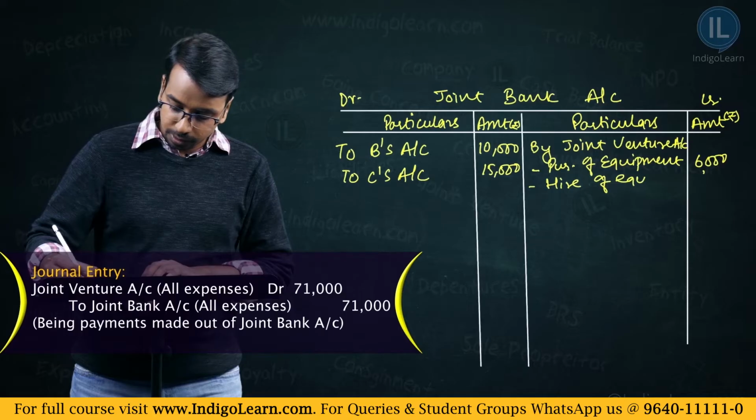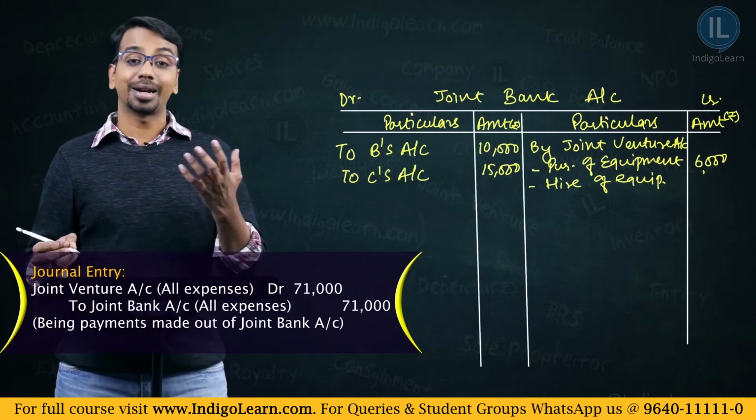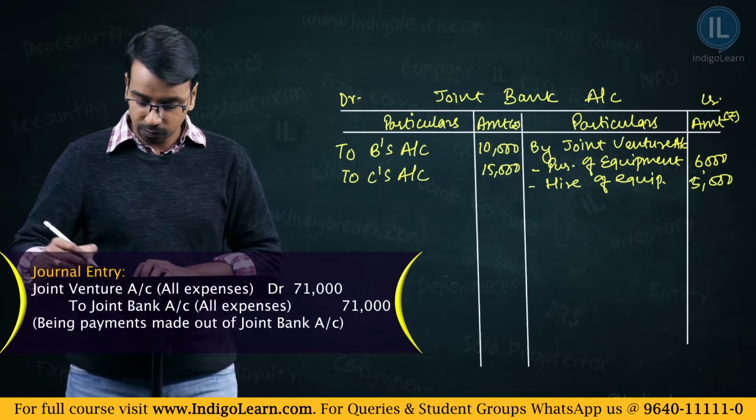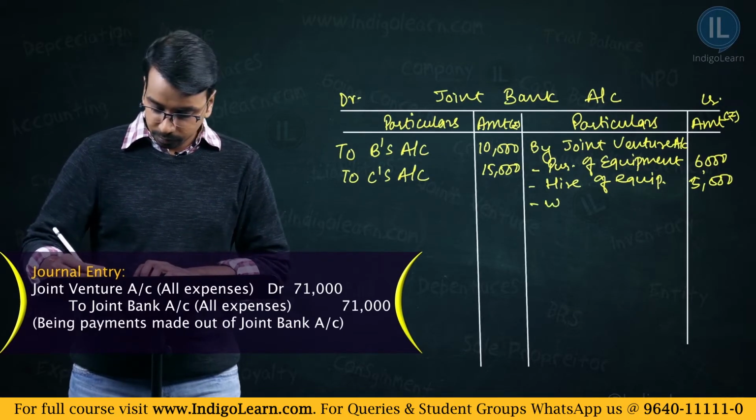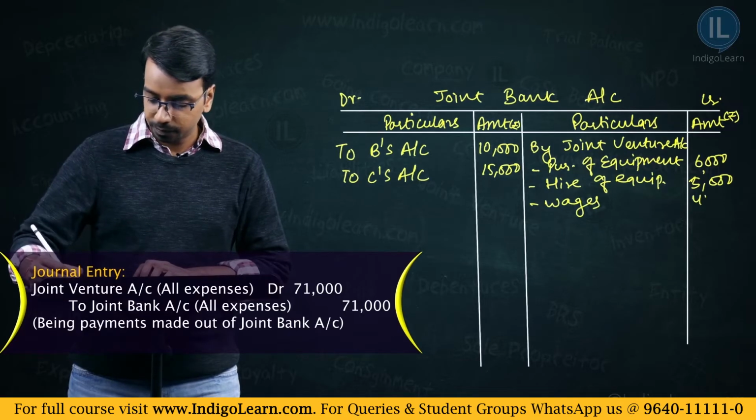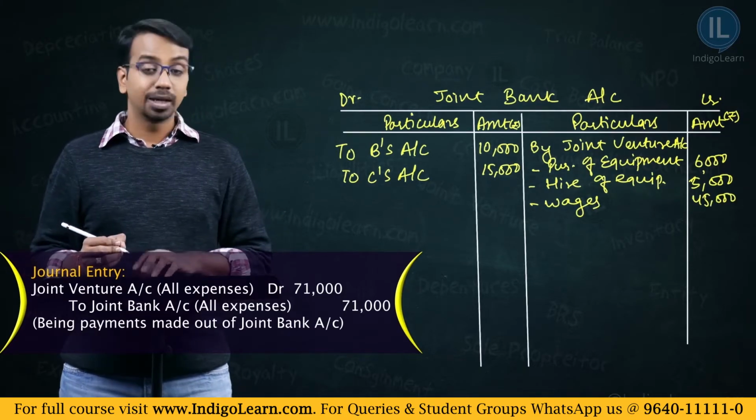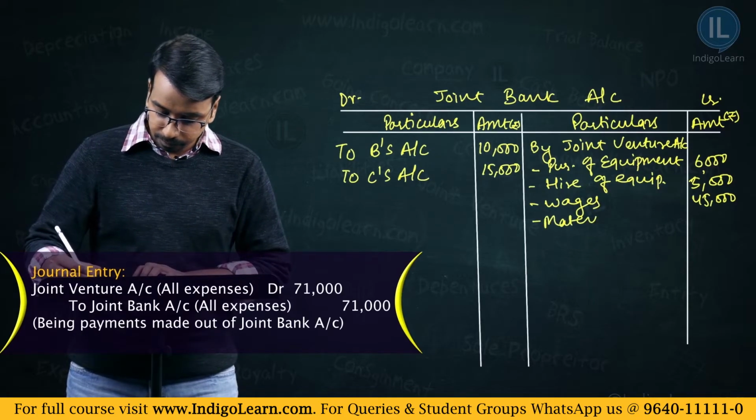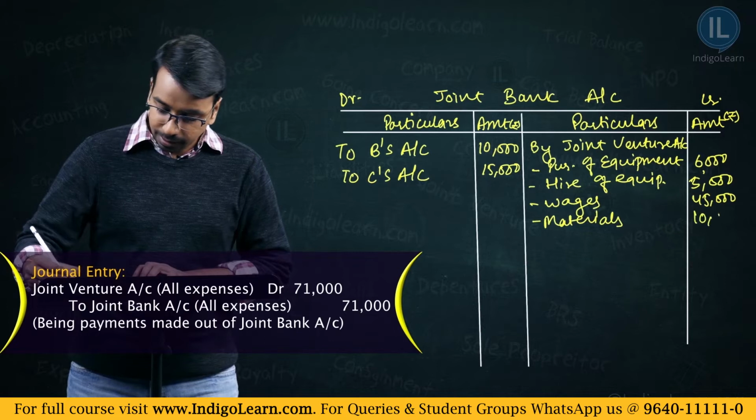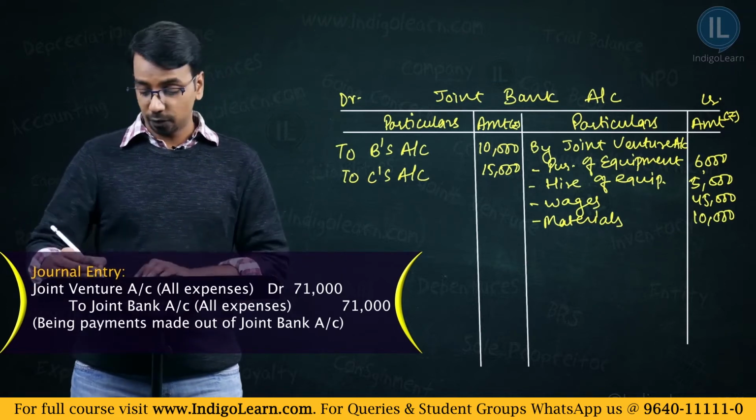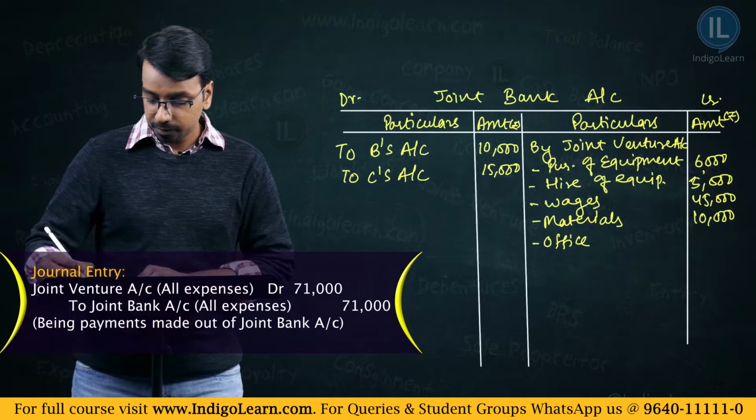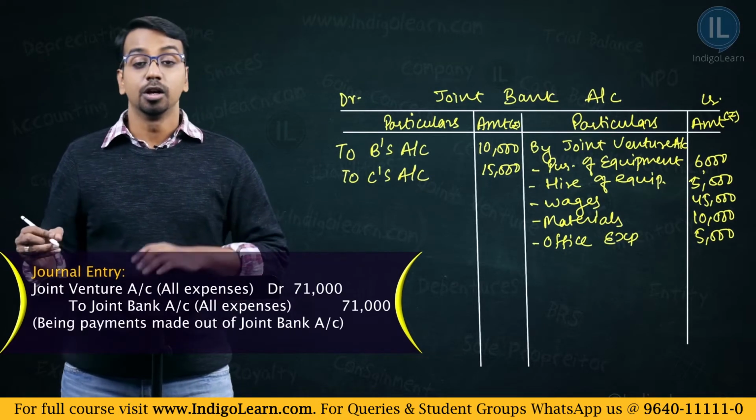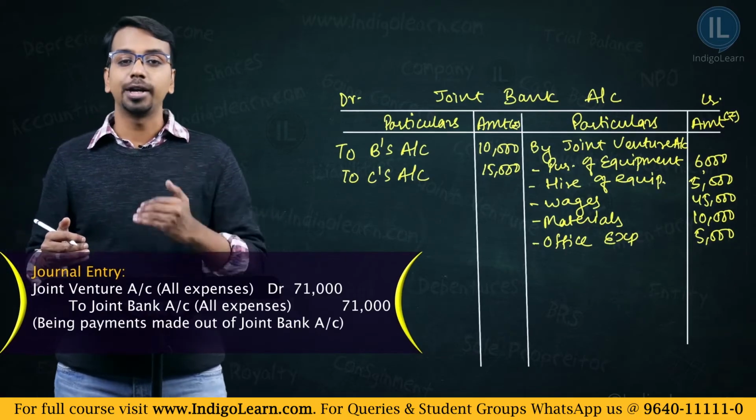hire of equipment. Hire of equipment is nothing but rent paid towards hiring of an equipment, that is 5,000. Wages 45,000. Then we have materials 10,000, and then we have office expenses. How much? 5,000. So these are the outflows from the joint bank account.